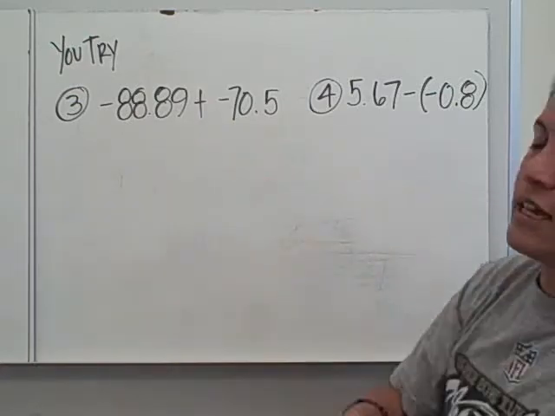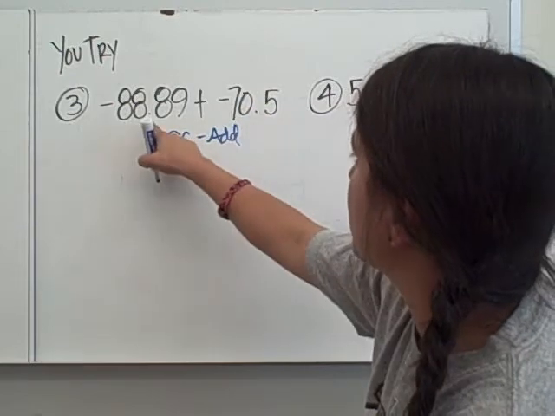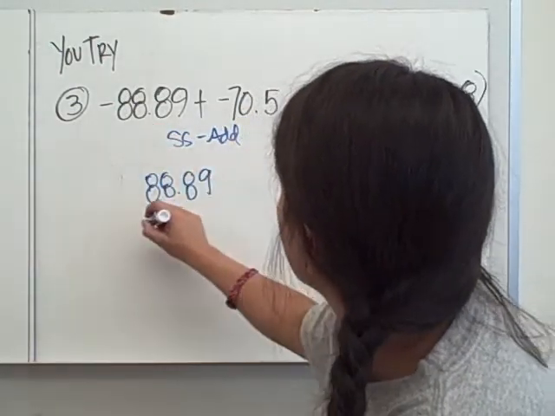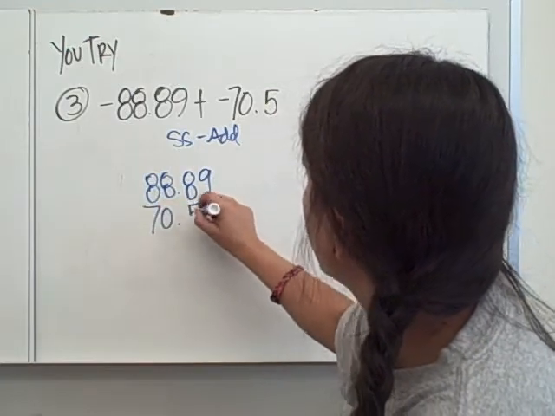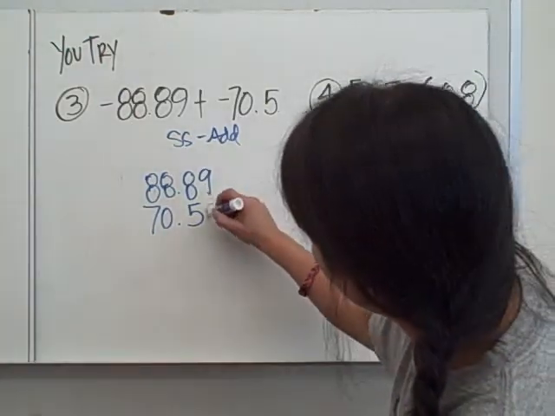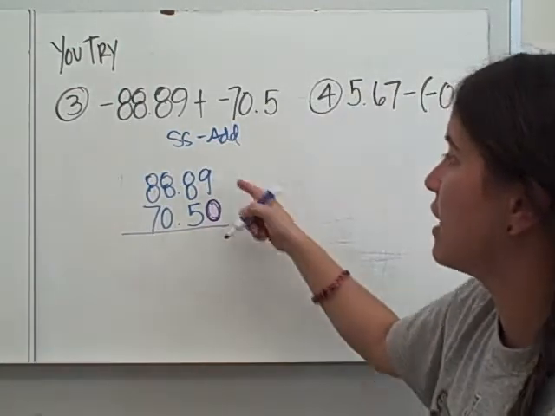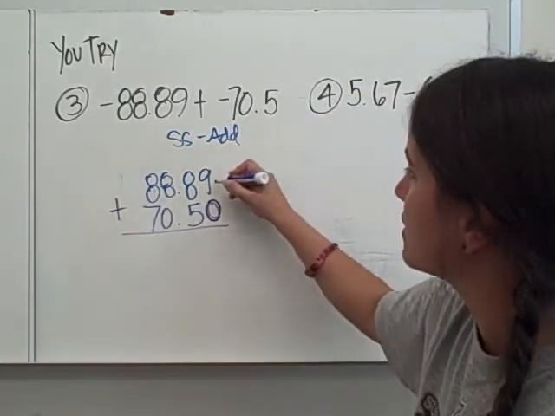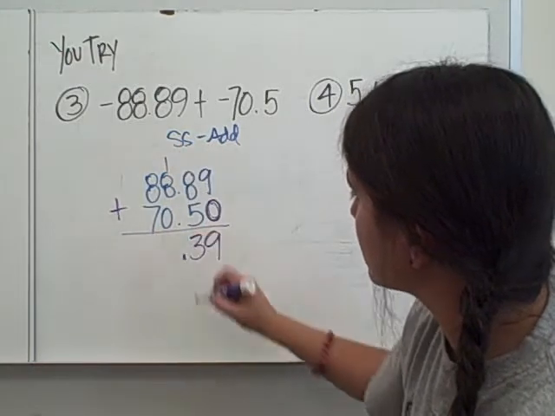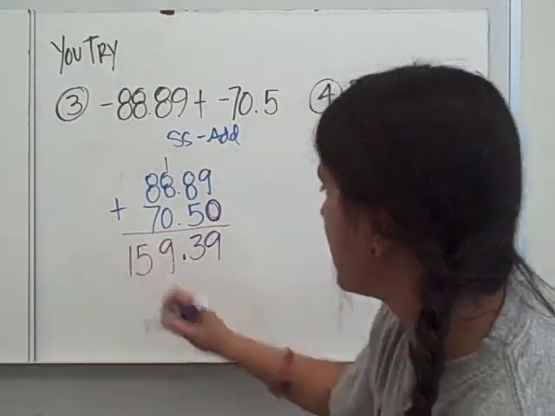This one right here is same signs, so I'm going to add. I have to line up my decimals. So 88.89, 70.5. I need to put in a 0 as a placeholder right here. And now I can add, because these are same signs. 9 plus 0 is 9. 8 and 5 is 13. Bring down your decimal. 8, 9, and 8 and 7 is 15.